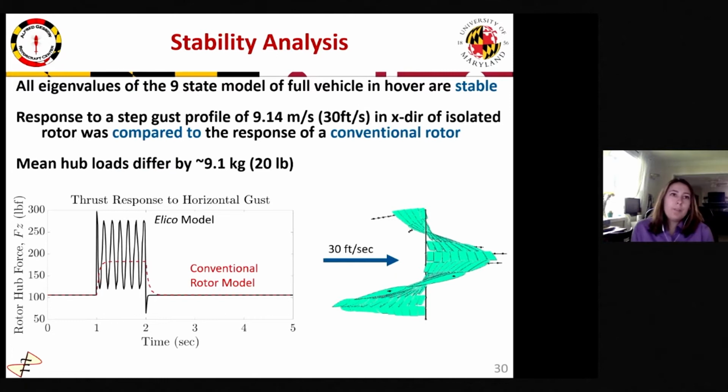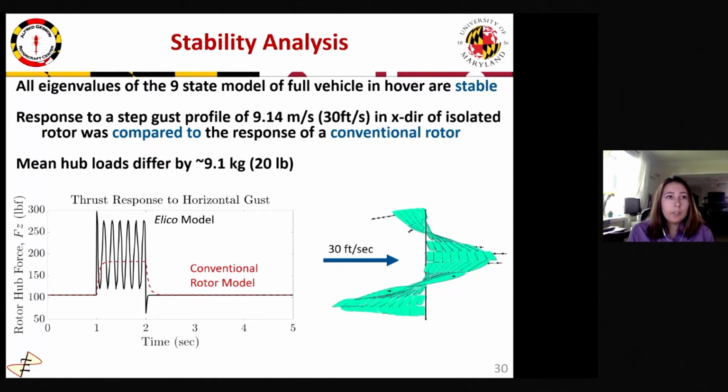We felt confident that the Flight Lab model was accurate enough to look at Helico's stability in hover and how it responds to a wind gust. The eigenvalues of the full vehicle were found to be stable, giving us a stable system in hover. We then looked at how the isolated rotor responds to a horizontal 30 foot per second wind gust. It is important to note that Ellico's forward flight speed is just 1 foot per second. So this wind gust is 30 times larger than Ellico's forward flight speed.